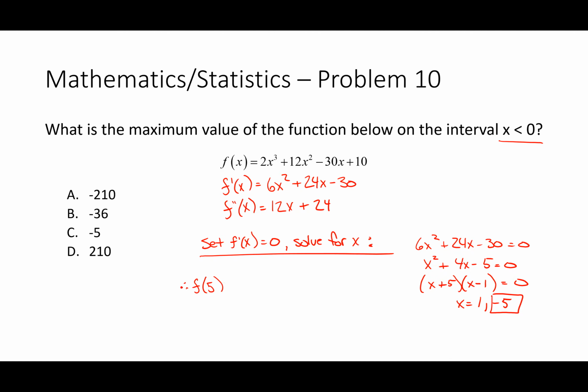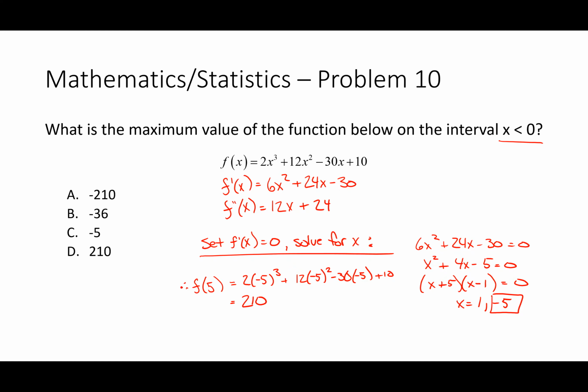And so if I plug that value in, if I say f of minus 5, what do I get? I get 2 times minus 5 cubed plus 12 times minus 5 squared minus 30 times minus 5 plus 10. And if I plug that in, I'm going to get 210. So that's just taking the derivative, setting it equal to 0, solving for x, and plugging that value of x into the original function.